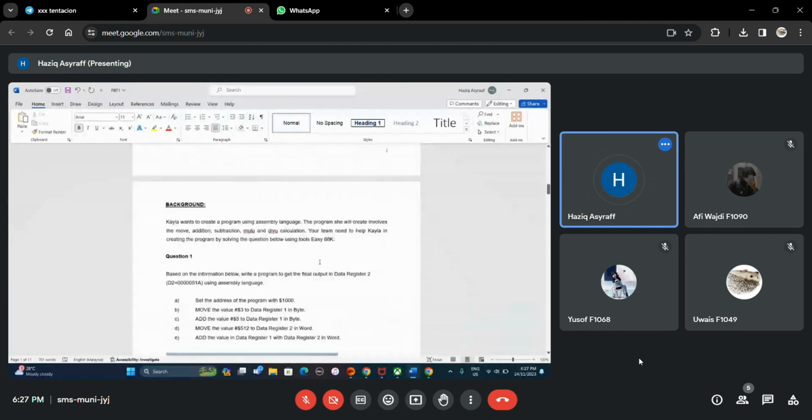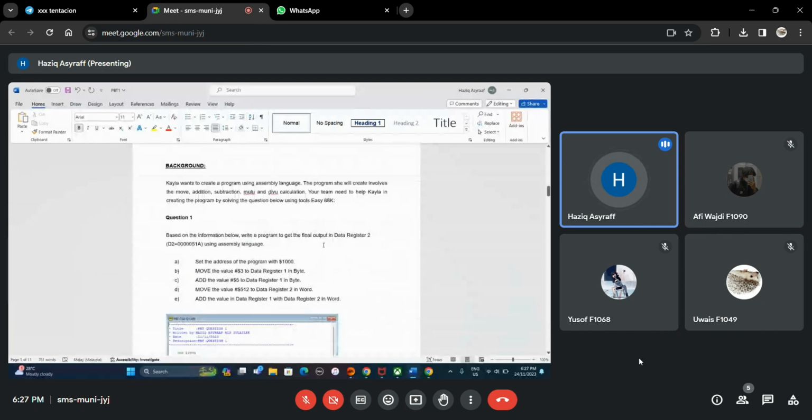For the background, Kayla wants to create a program using assembly language. The program she will create involves the move, addition, subtraction, mulu, and divu calculations. Your team needs to help Kayla in creating the program by solving the question below using the tool Easy68K.